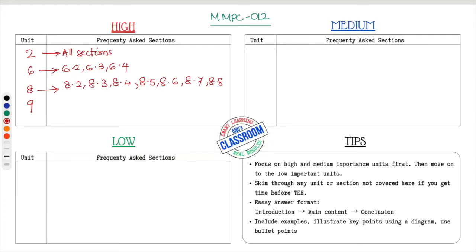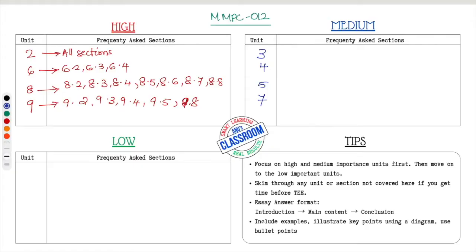From Unit 9, that is corporate level strategy, you can focus on 9.2, 9.3, 9.4, 9.5 and 9.8. Now coming to the medium importance units. That is Unit 3, Unit 4, Unit 5 and Unit 7, not 6. 6 is already high importance, right? Unit 7. Again, 4 units.